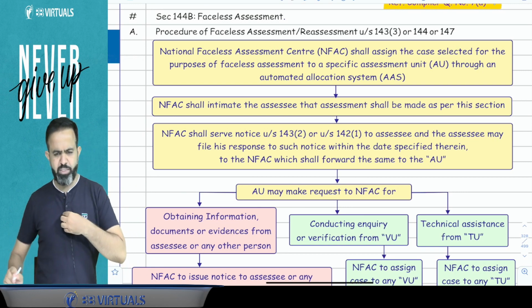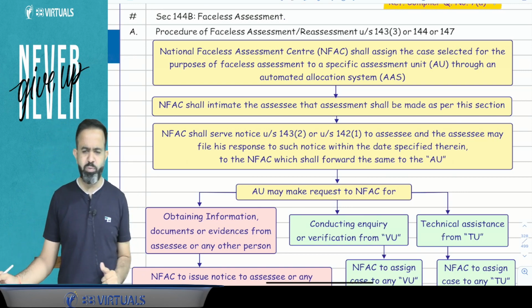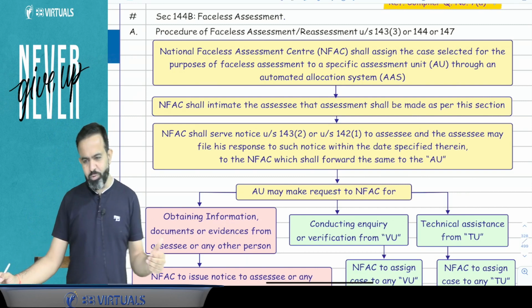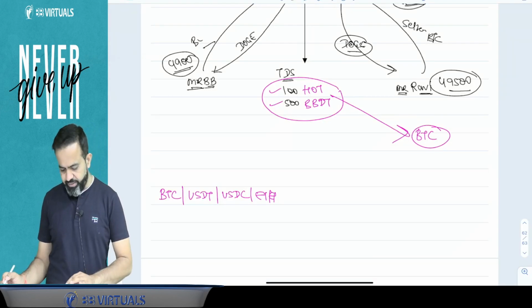Examination obviously not expecting any question because this is a procedural part. So how they will ask the question from procedure? But I will teach you the procedural part, very interesting, very simple part. So all people just focus here. What is the faceless assessment?